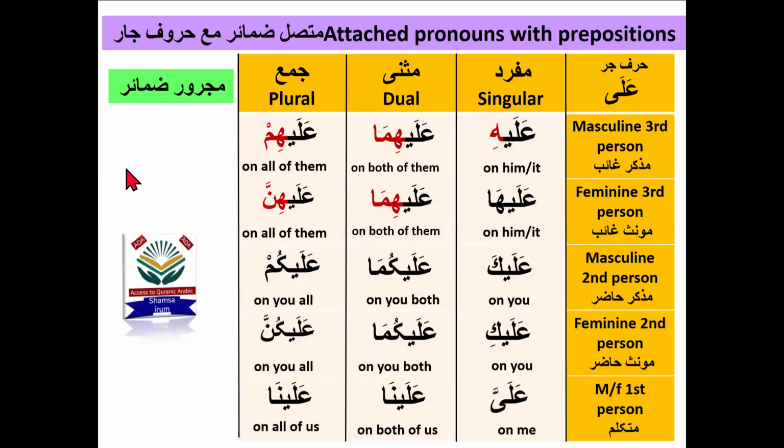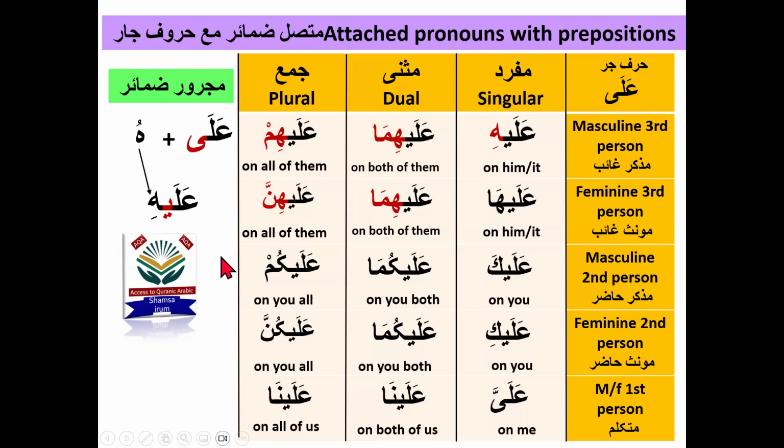Okay, now we will make all this chart complete with harfu jar ala. Alayhi, not alayhu, alayhima, alayhim. Why? Just do with me now. Because of this harfu jar ala plus hu, I just use one damir. All of these are the same pattern. So this hu converts into hi because there is kasra on the ha damir, because there is a ya before it. Okay, so we will say alayhi.